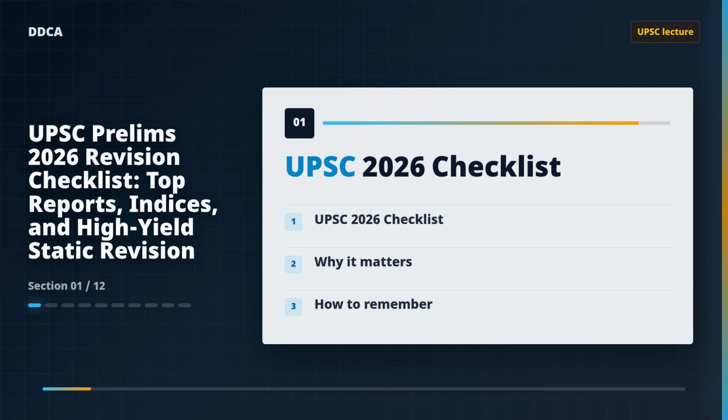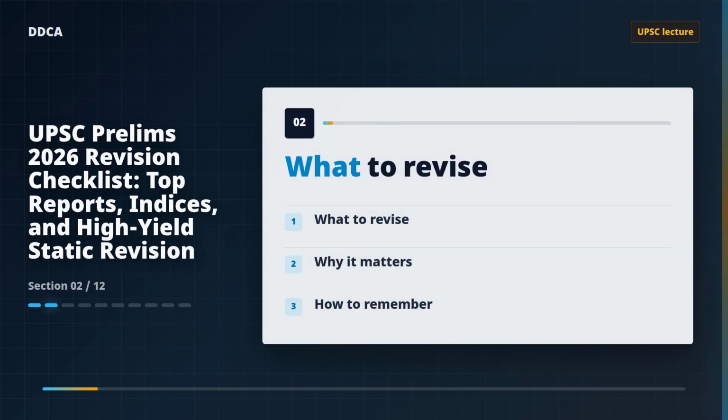First, let us understand why reports and indices matter so much. UPSC and other competitive exams use them because they test awareness of governance, economy, environment, social development, health, and international positioning. A report is usually a document published by a government body, international organization, or research institution. An index is a ranking tool. It compares countries, states, or sectors using selected indicators.